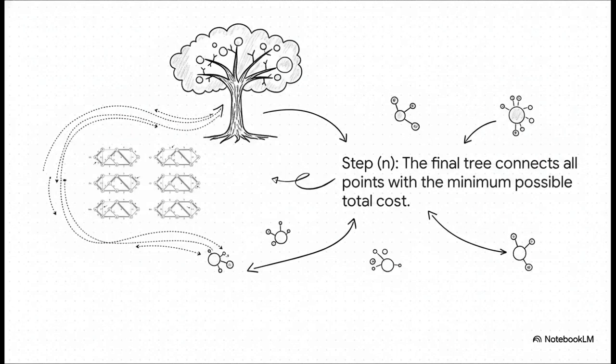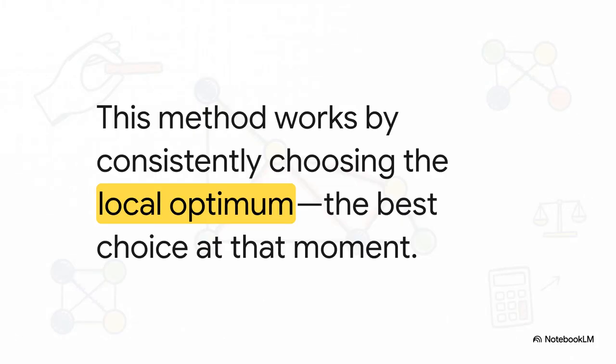And the algorithm just keeps on going like this, adding the next cheapest edge, as long as it doesn't create a loop, until every single island is part of one big connected network. And what we're left with is the perfect minimum spanning tree. It's pretty incredible, isn't it, that just by making the simplest, most obvious best choice at each and every moment, we end up with a perfectly optimal network for the entire system.